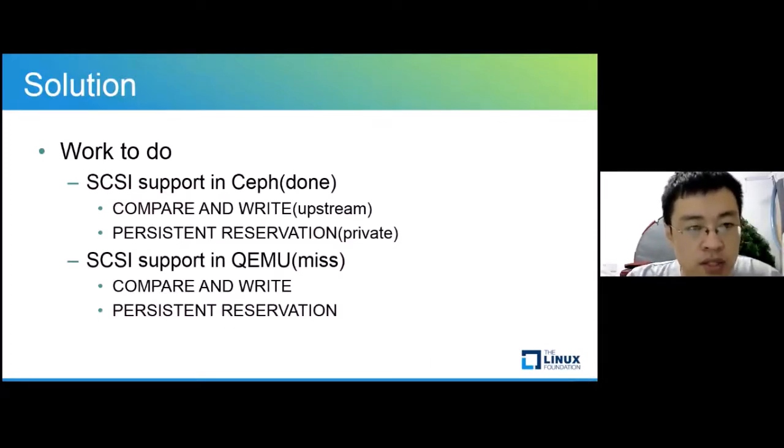But there is still some work to do. The first one is the SCSI support in Ceph. This work has been done. It consists of compare and write and persistent reservation support. Compare and write part has been upstreamed, while the PR part is still private. The next one is SCSI support in QEMU. This part is still missing, so our work is to implement it in QEMU.